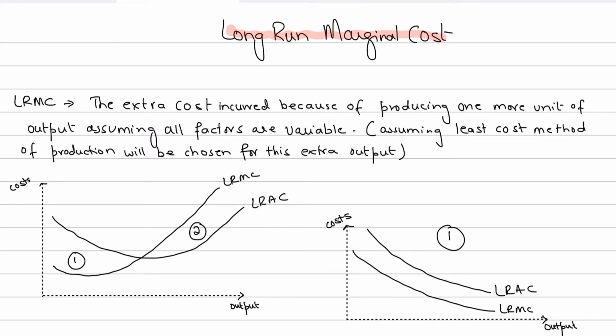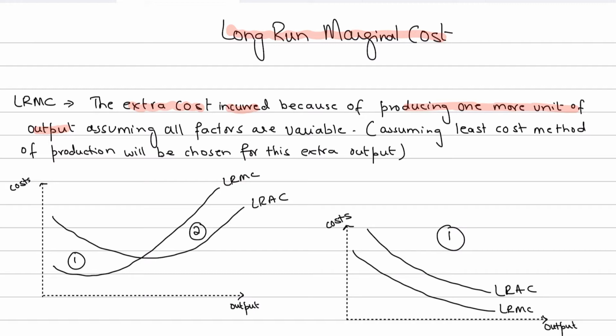Now the long run marginal cost is basically the extra cost that is incurred because of producing one more unit of output. Obviously, we have studied marginal cost in the short run as well, and in the long run the basic concept is the same: the marginal cost is the extra cost that is incurred because of producing one more unit of output.